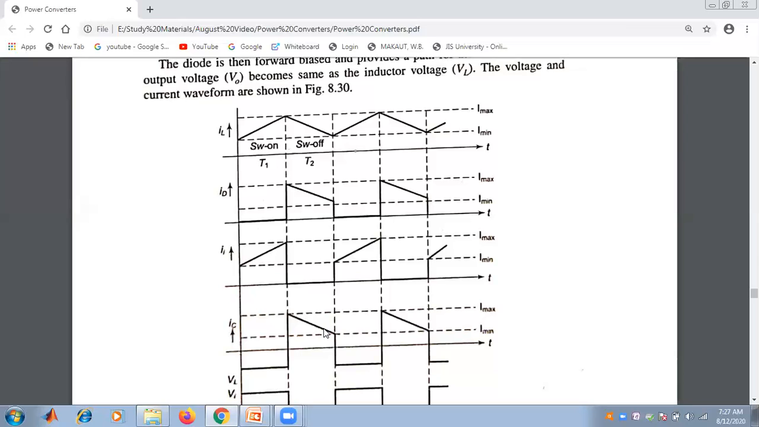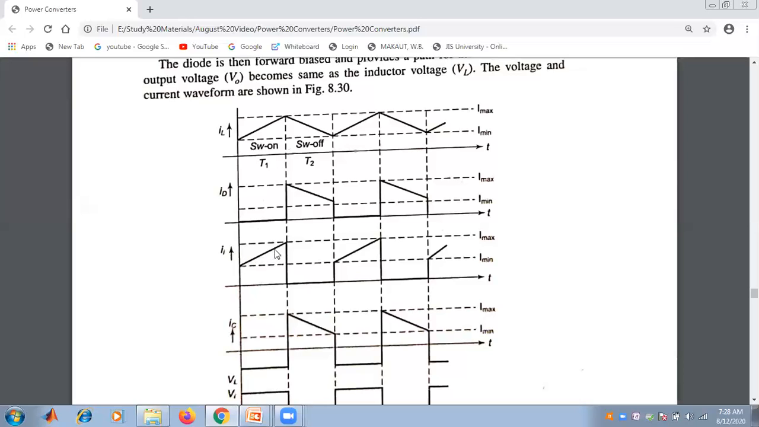So as a result, the input current will follow the pattern linearly when the switch is on. But when the switch is off, there is no input current, because we have already seen that when the switch is off, the source is disconnected. So as a result, there is no input current when the switch is off.